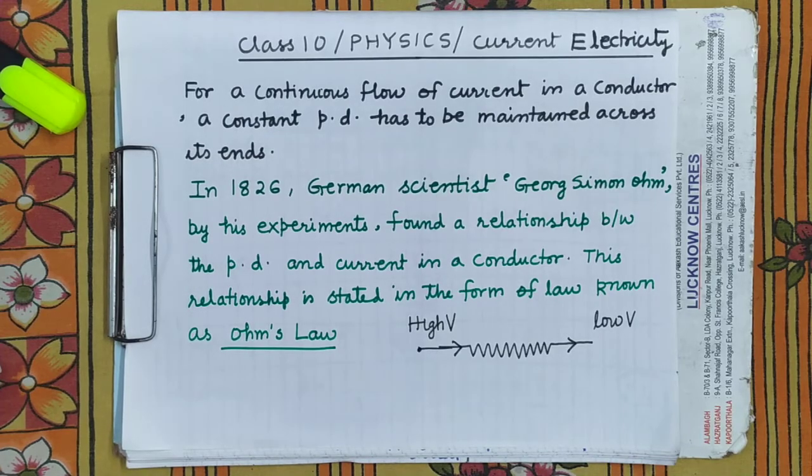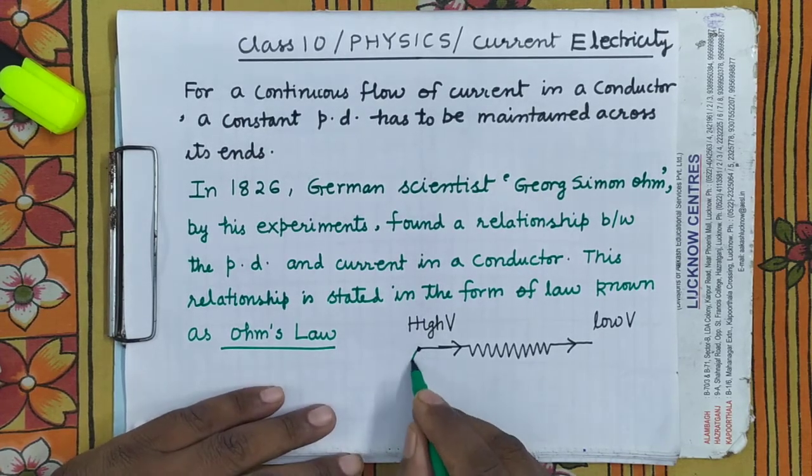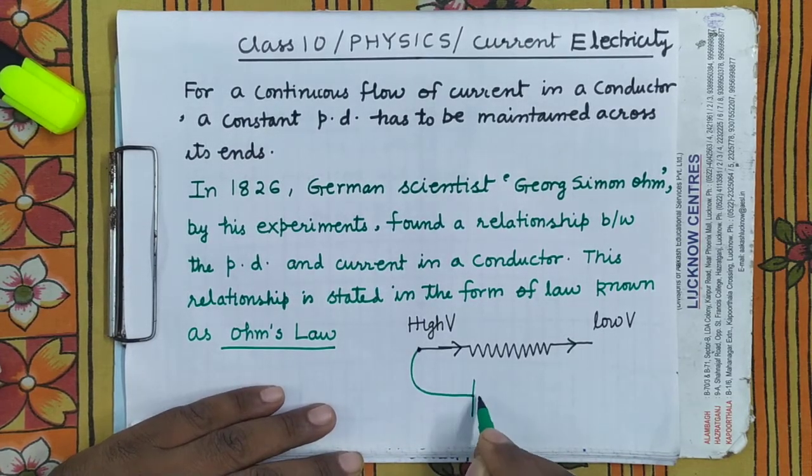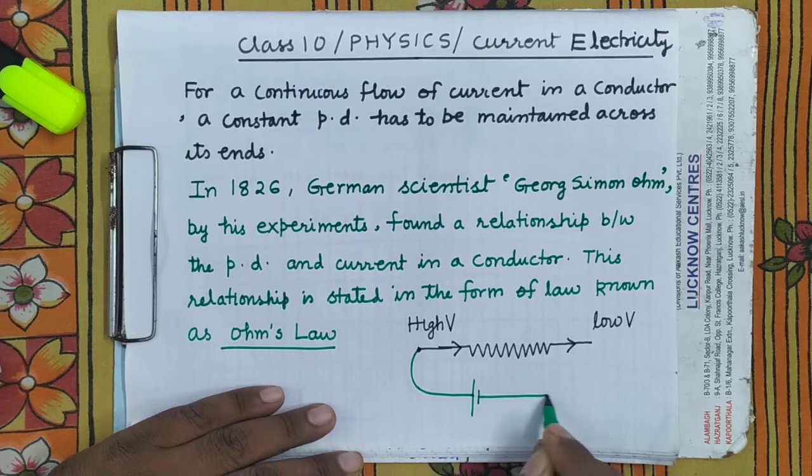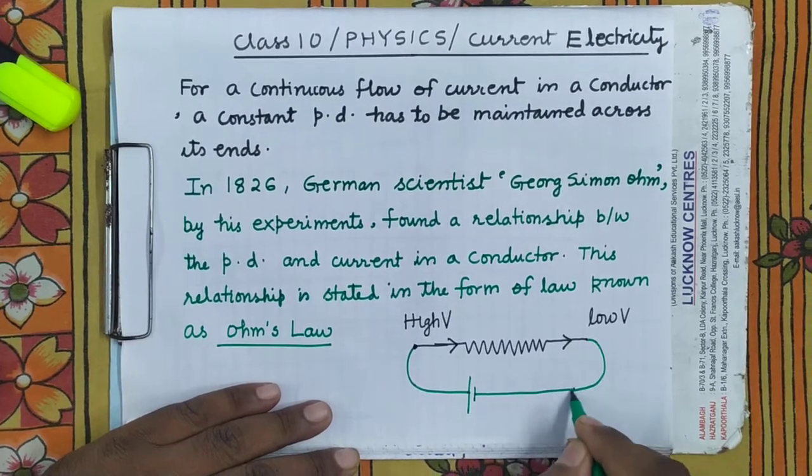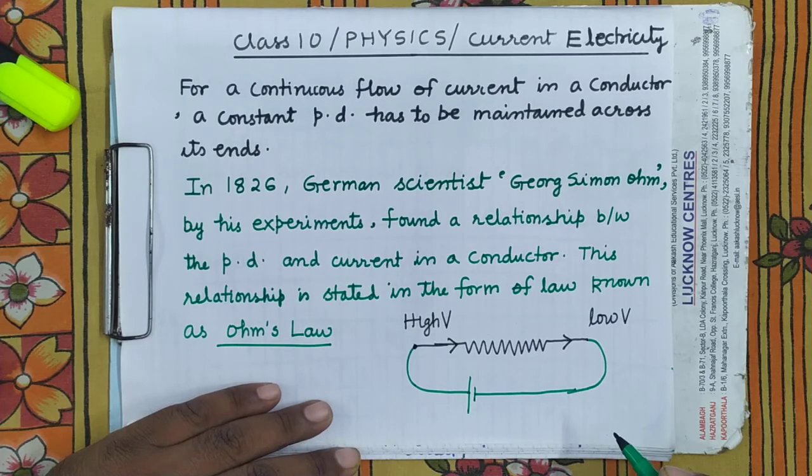And how can you maintain that? You connect this end with the positive terminal of a battery and this end with the negative terminal of the battery. It's clear. Or by using AC mains.